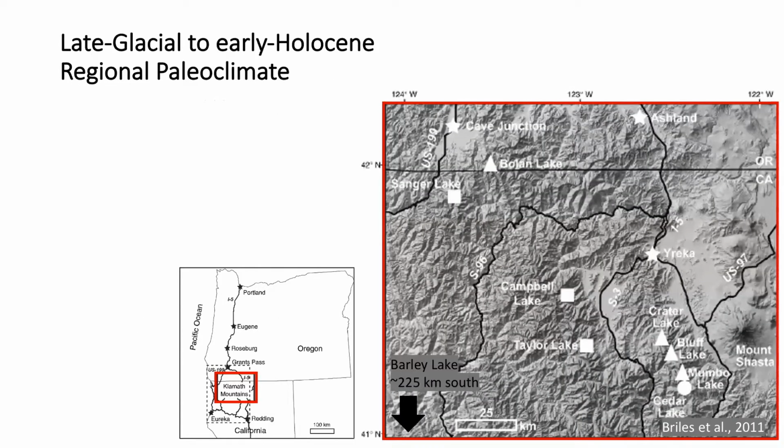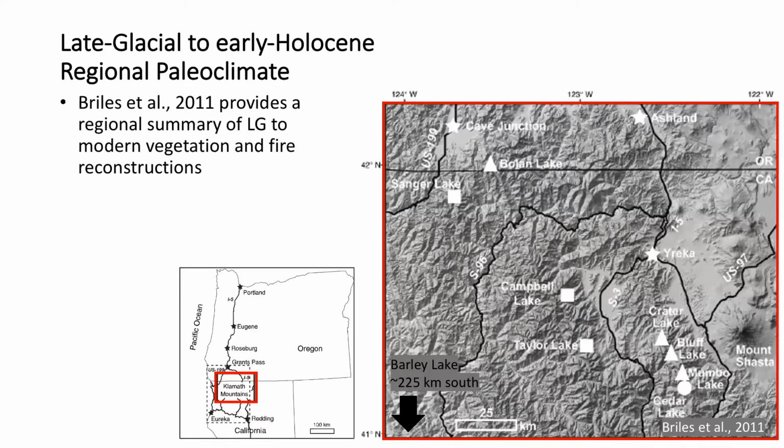Late Glacial to early Holocene regional paleoclimate. Briles et al. provided a comprehensive summary of late glacial through modern vegetation and fire reconstructions from Northern California and Southern Oregon. In summary, the regional paleoproxy studies indicated that there was a transition from a wetter, colder late glacial to a warmer, drier early Holocene with site and proxy-specific Younger Dryas signals. And we'll see that later on today.